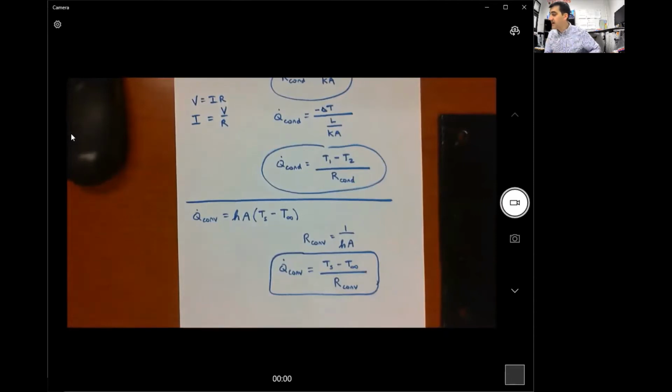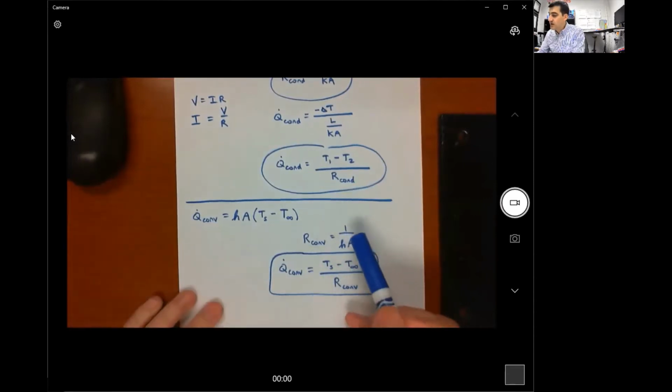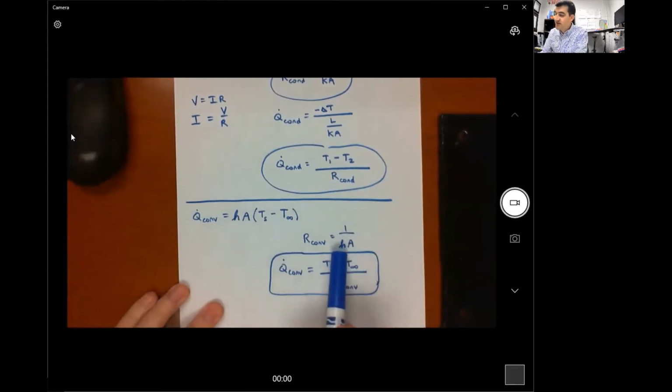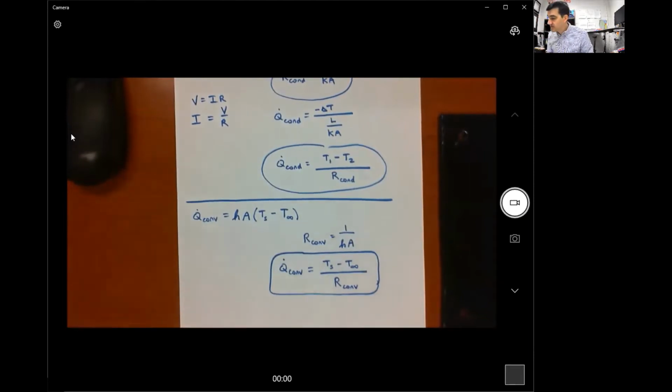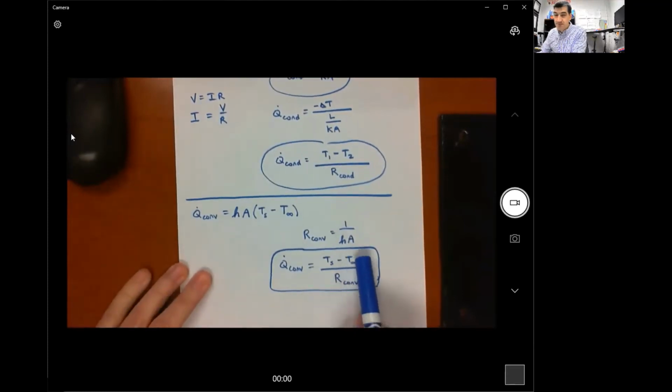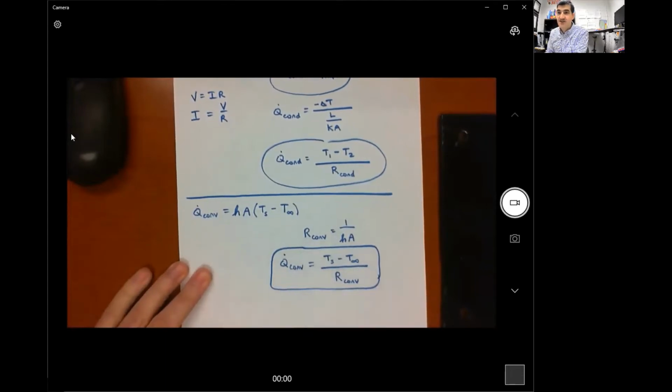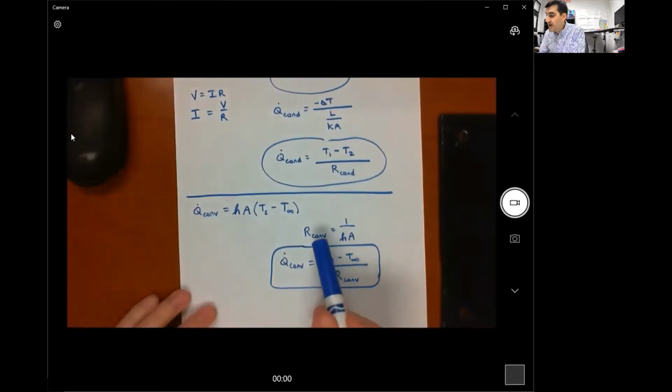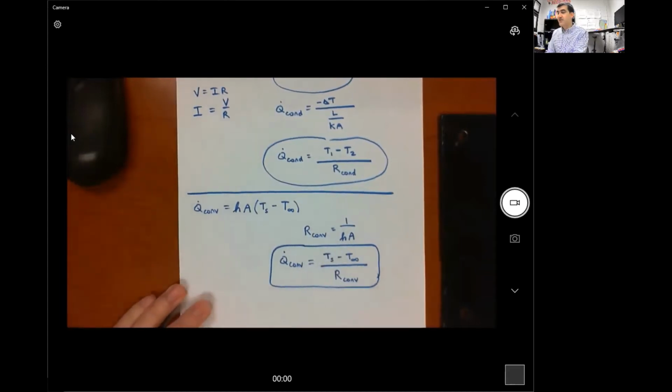We are going to define our thermal resistance for convection to be 1 over HA, where H is the convection heat transfer coefficient and A is the surface area through which the heat is being transferred. And once again, kind of like conduction, once we've got our thermal resistance for convection, we're basically done with the problem, like 95% done. All we got to do is plug that into here and then plug this into our calculator and get that.